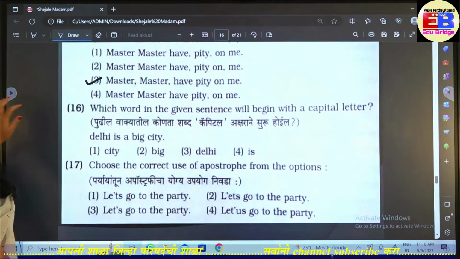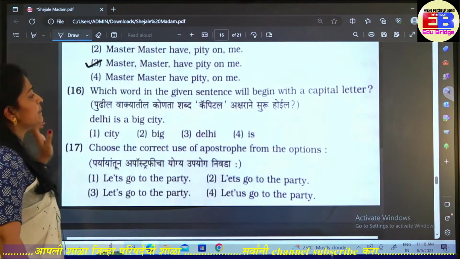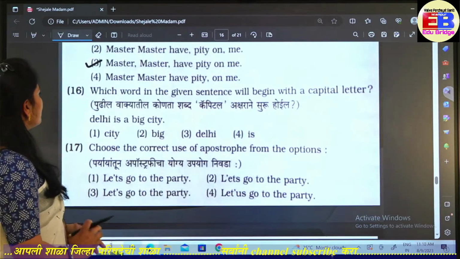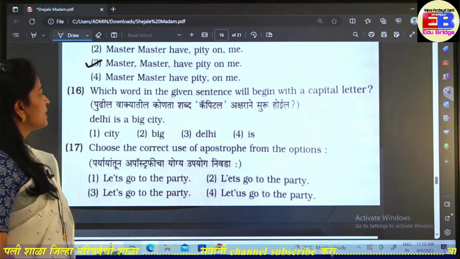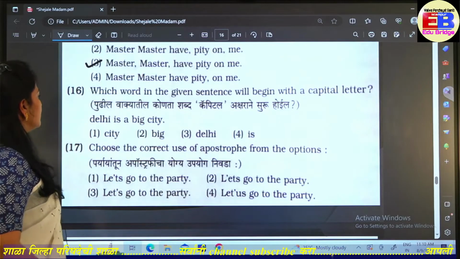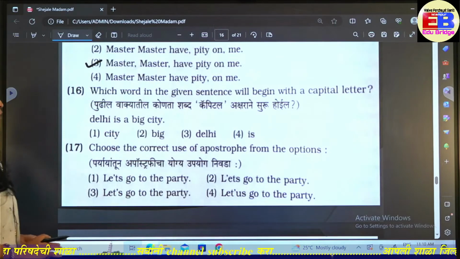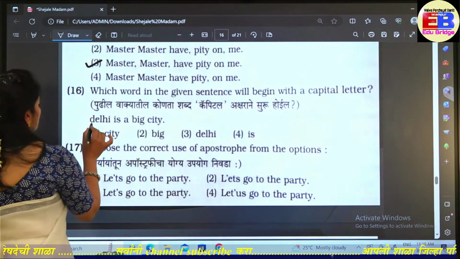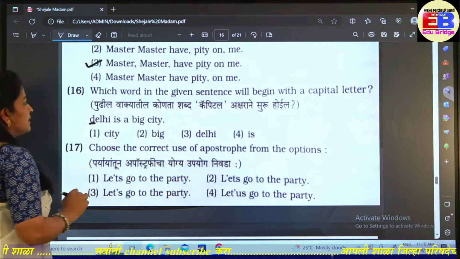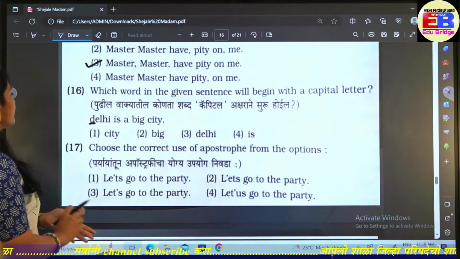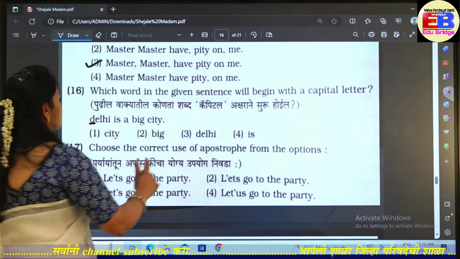Which word in the given sentence will begin with a capital letter? Delhi is a big city. So, according to the punctuation marks rule, the first letter should be capital. Here, Delhi is a big city. Option number 3 is the right answer.